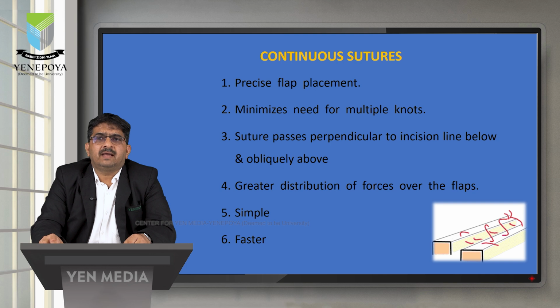Continuous sutures are placed when we have a precise flap placement. It also reduces the need for multiple knots. The suture passes perpendicular to the incision line below and obliquely above. Greater distribution of forces over the flaps is seen.